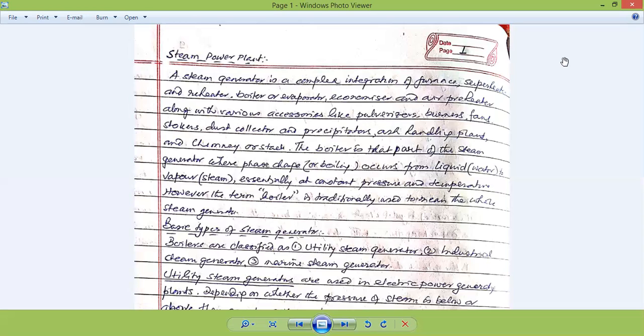But what we have to do with this broken ash of the plant is really a problem for the initial and the running of the steam power plant itself. Next is the chimney or stack.